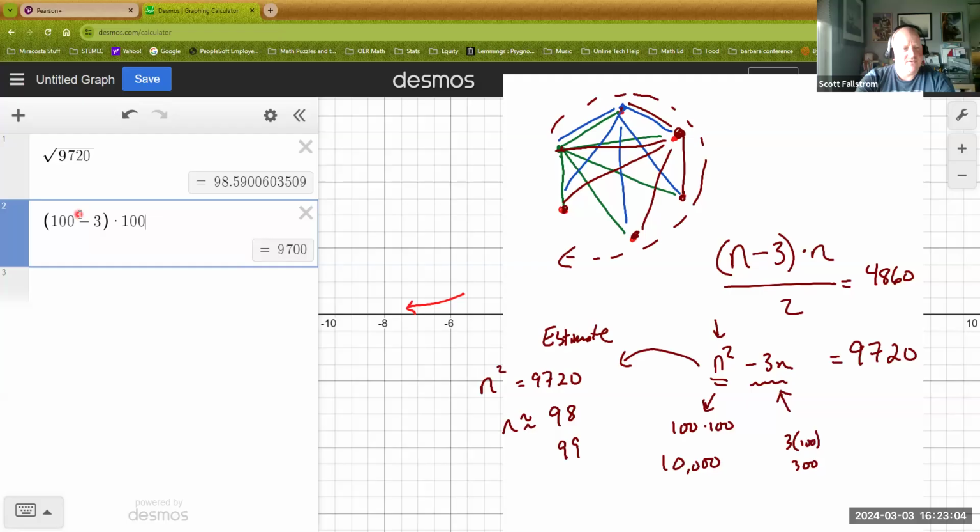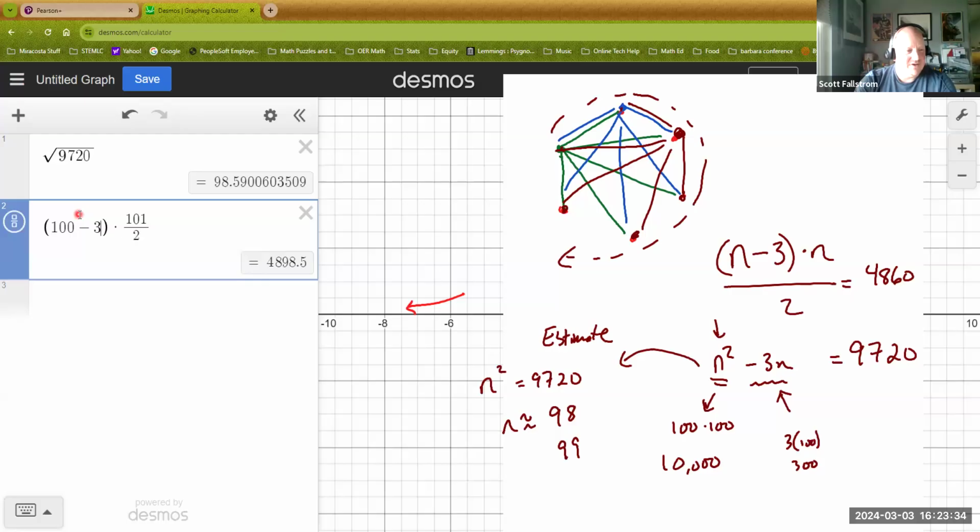And let's see here. Oh, I forgot to divide by 2, didn't I? Oh, no, I doubled it to get 9720, I guess. I guess I should say it this way. If you want to do n minus 3 times n divided by 2 and get 4860, just put a divide by 2 in there. So this is 4850. So I could try putting in a 101 and I get 4949. So 100 gets me 4850.